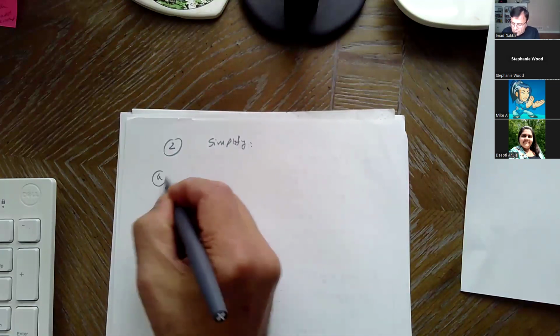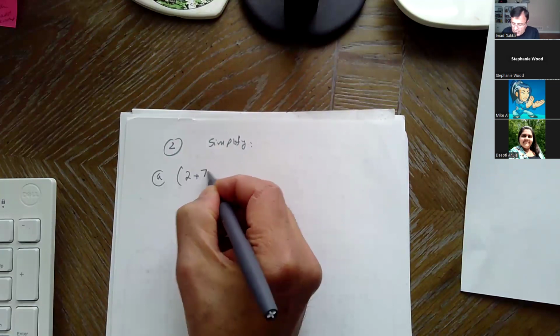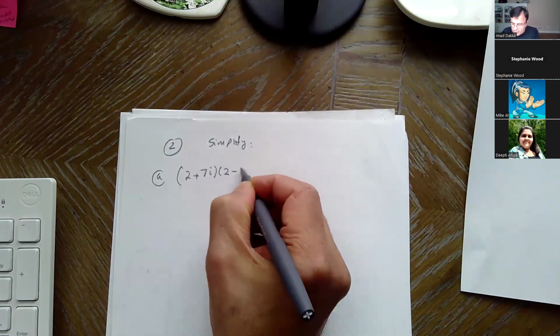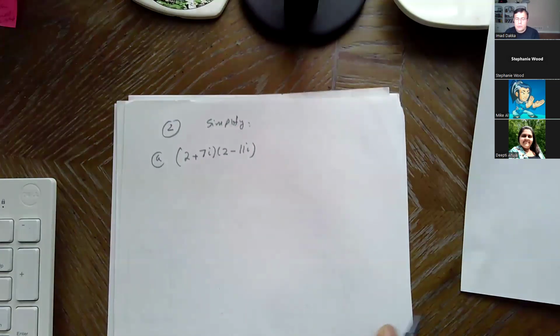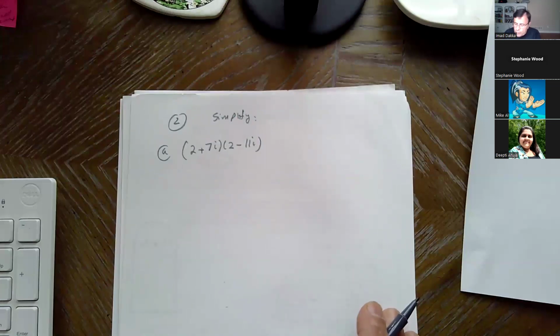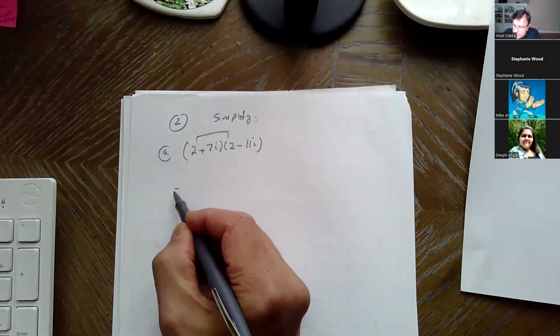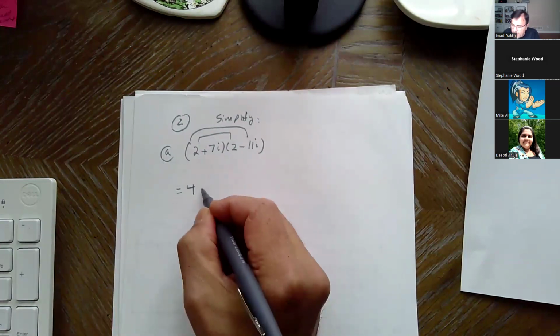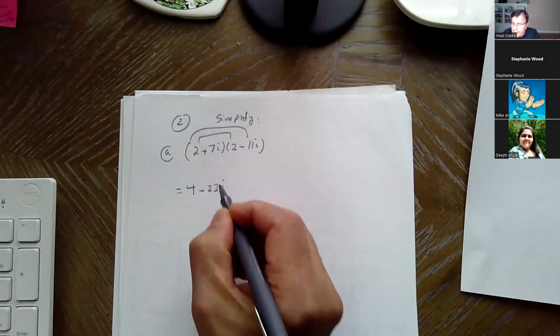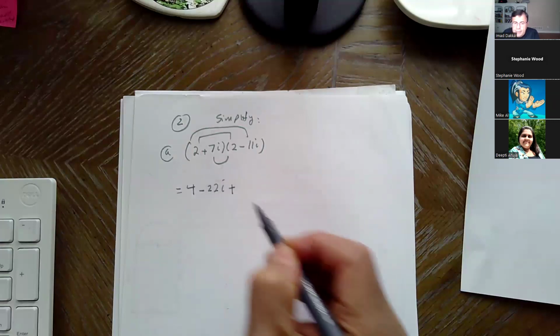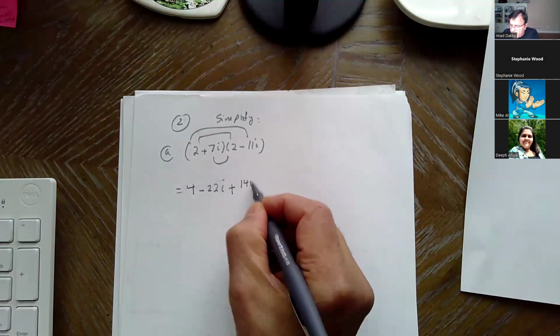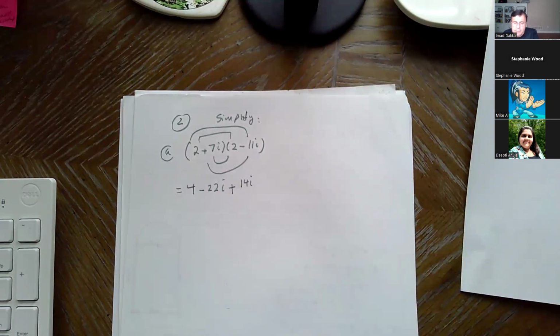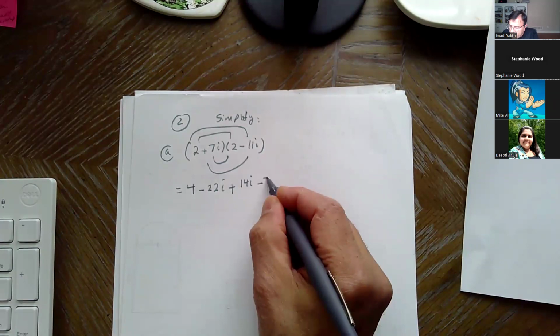Part A, if we have two complex numbers like 2 plus 7i times 2 minus 11i. So to multiply two complex numbers, we FOIL. So 2 times 2 is 4. And then the outer terms, 2 times negative 11i is minus 22i. Inner terms, 7i times 2 is 14i. And then last terms, 7i times negative 11i is negative 77 i squared.